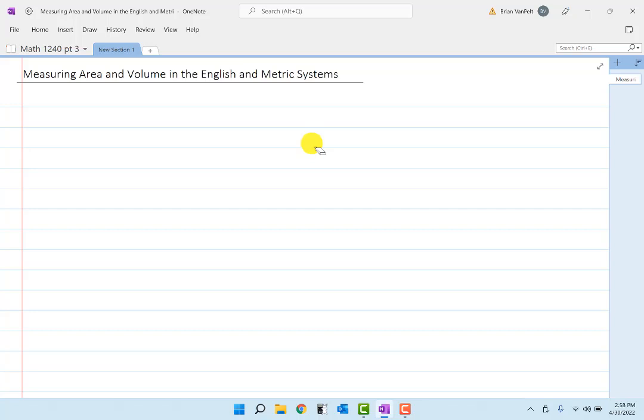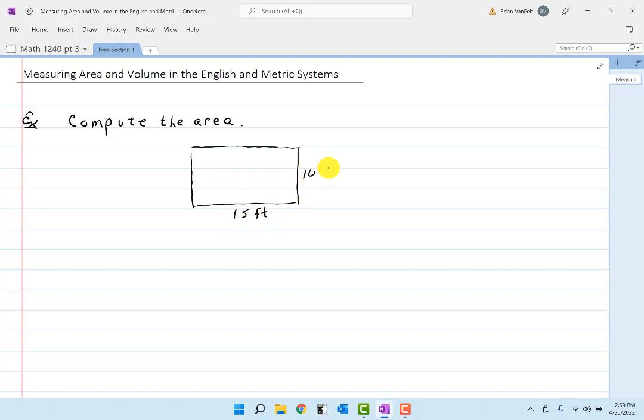In this video, we're going to take a look at area and volume and their measurements. I think I want to start this with a very basic idea, and that's area. So what I have here is a rectangle. Let's say it measures 15 feet by 10 feet.